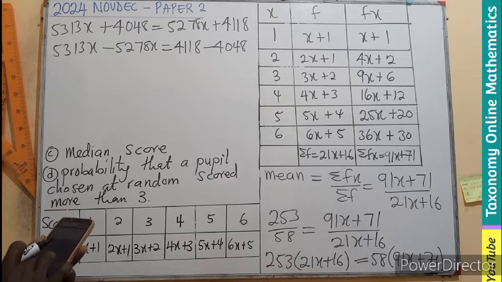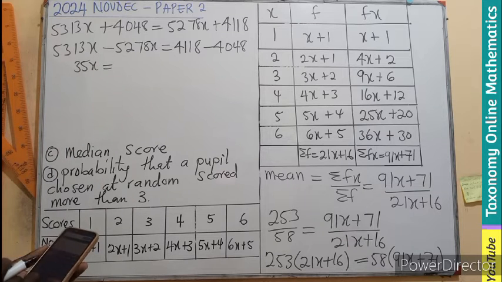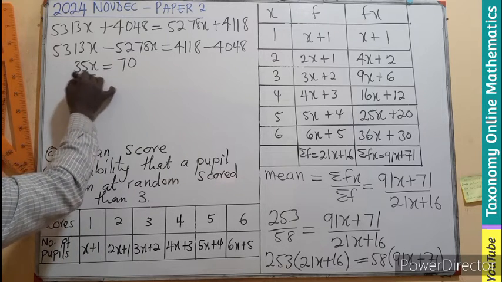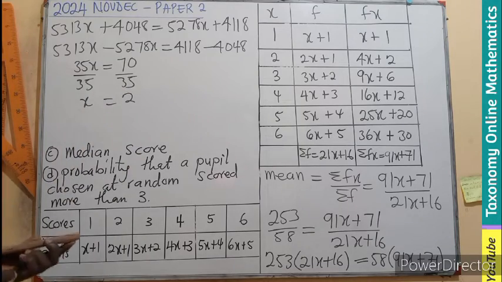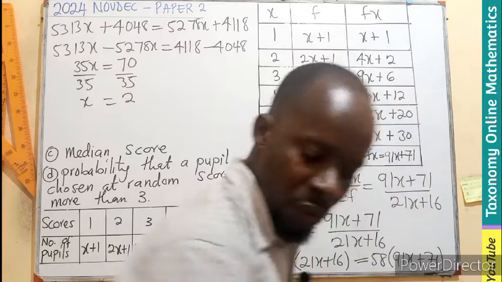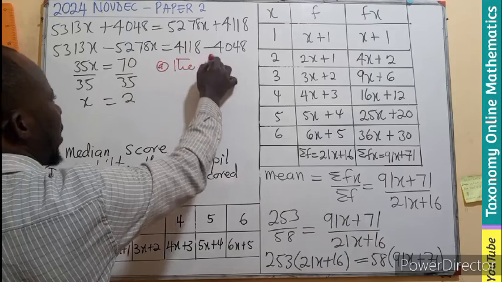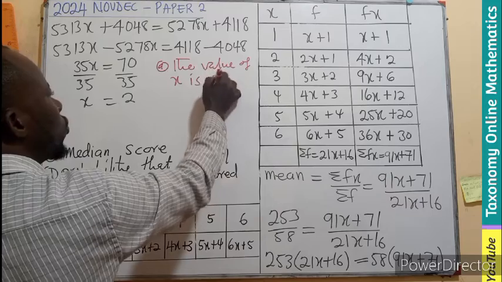So 5313 minus 5278 will give us 35x equals 4118 minus 4048, that will be 70. So we divide by 35. x will be equal to 2. That will be the first question that will be asked. Question A: therefore, the value of x is going to be 2.